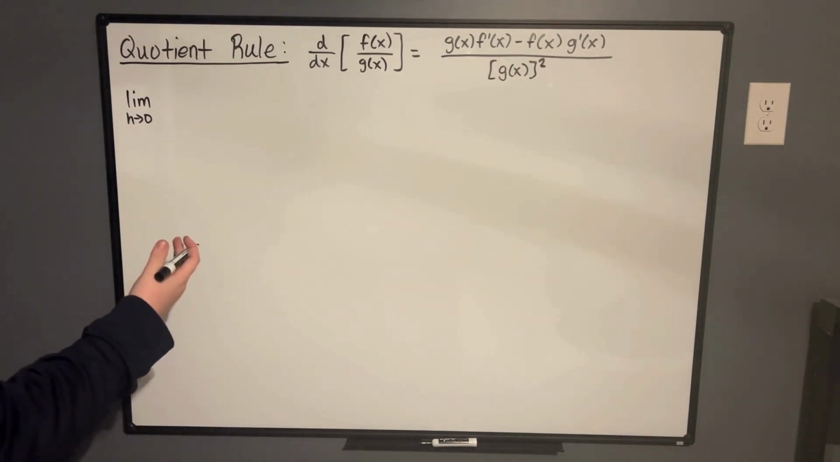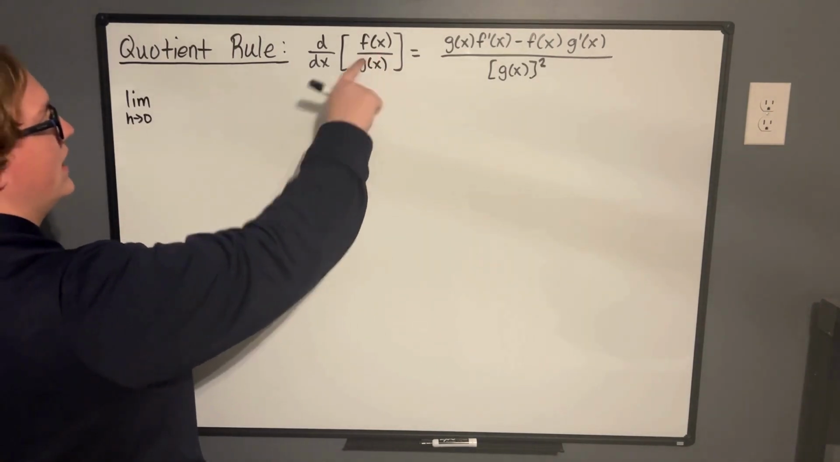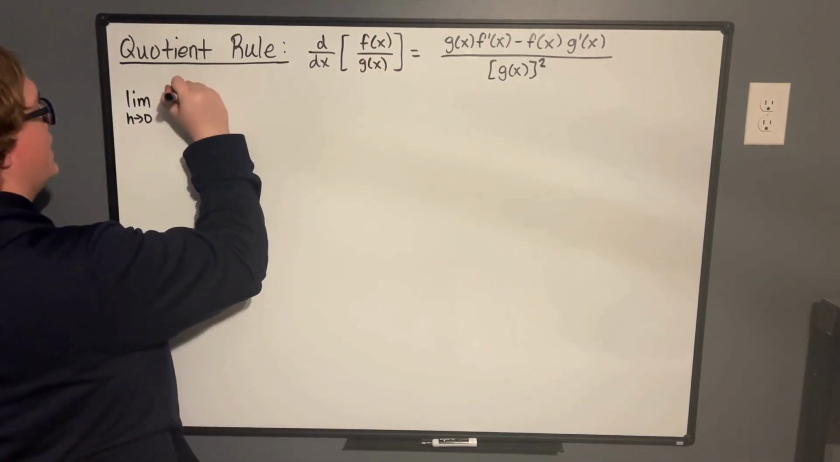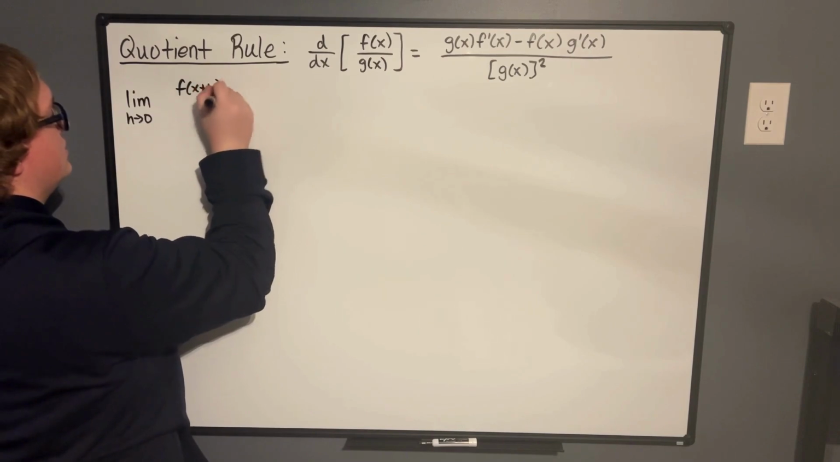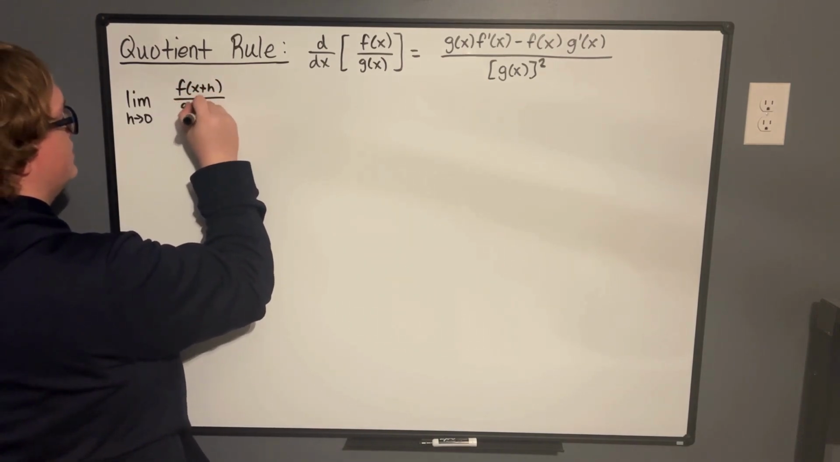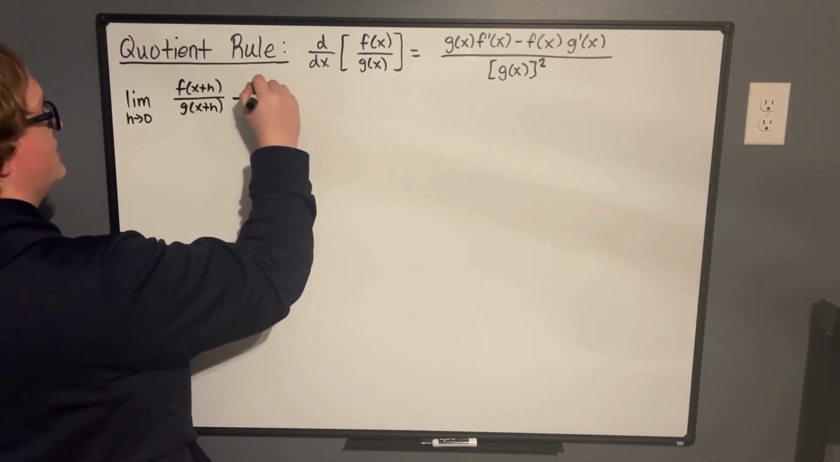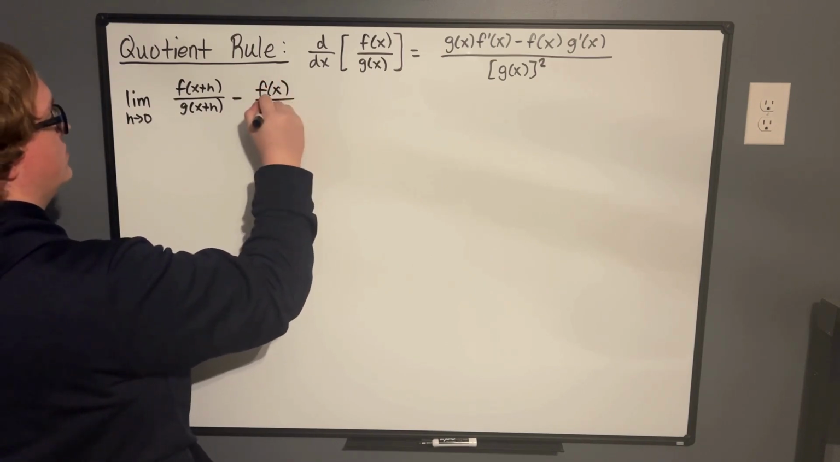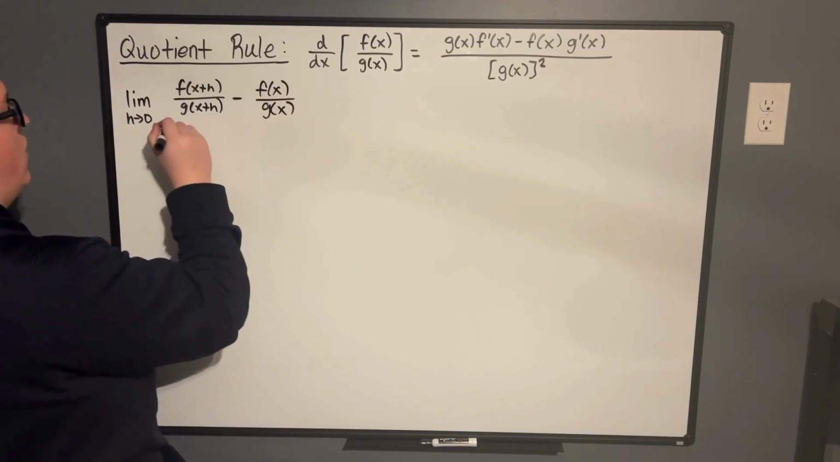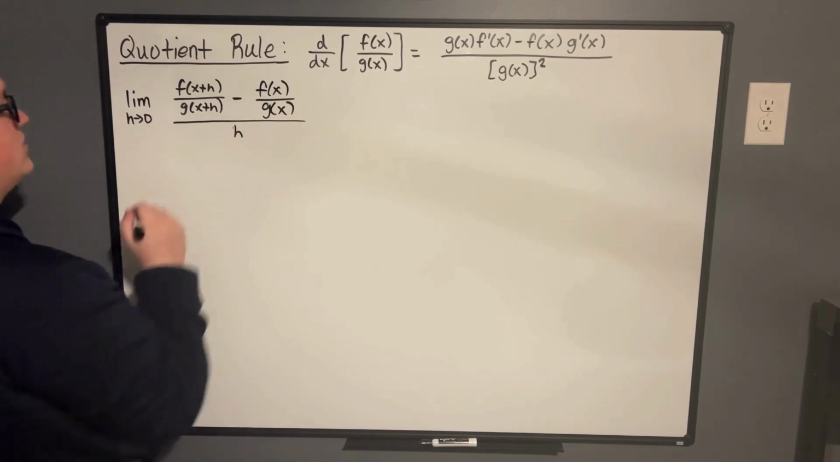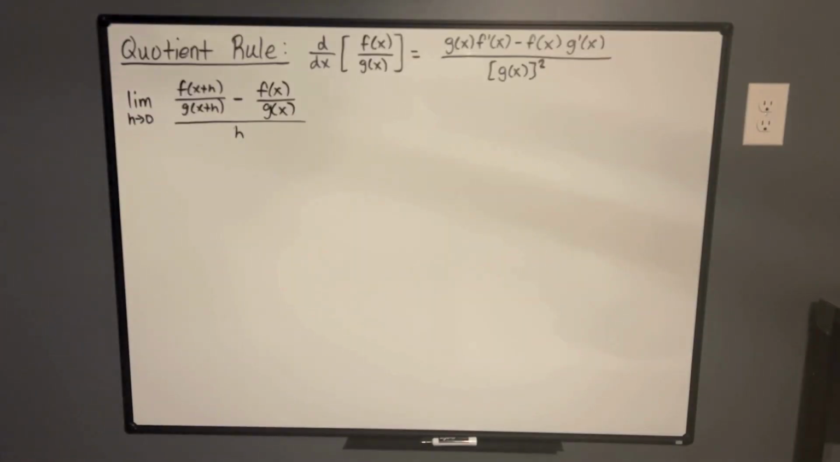So we're going to do the same thing here. So the first term, we're going to plug in x plus h. So that's going to give me f of x plus h over g of x plus h. And then I have to subtract off my original function. So that's going to be f of x over g of x. And then all of this is divided by h. So this is our definition of derivative.